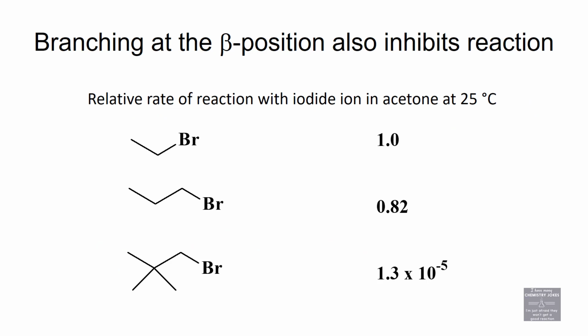Branching at the beta position also inhibits reaction. That sounds real fancy, doesn't it? Branching at the beta position. This is where my halogen is, and that's called the alpha carbon. Next door to the alpha is the beta. Here's the alpha.